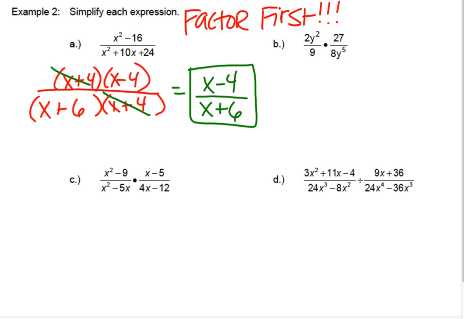Part B, I have 2y squared over 9 times 27 over 8y to the 5th. I'm going to start condensing first. I'm going to go ahead and notice, well, 2 goes into 2 once. 2 goes into 8 4 times. 9 goes into 9 once. 9 goes into 27 3 times.